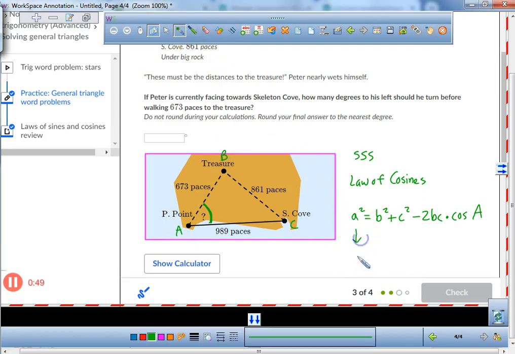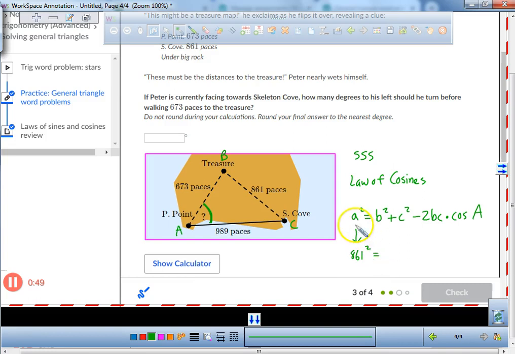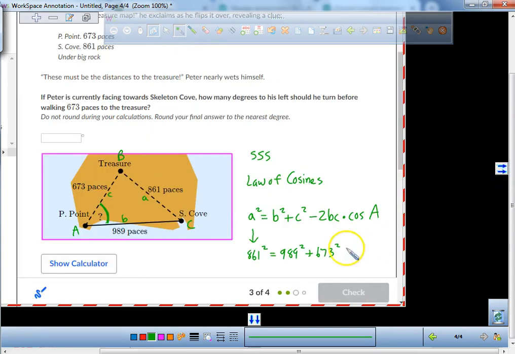So right now, what number am I going to square for a? What would you guys say? 861. So put 861 squared. Okay? So this is your lowercase a. All right? This right here is your lowercase b, and this is your lowercase c. So I'm going to put 989 squared plus 673 squared minus 2 times 989 and 673. So this is a lot. These are pretty big numbers.